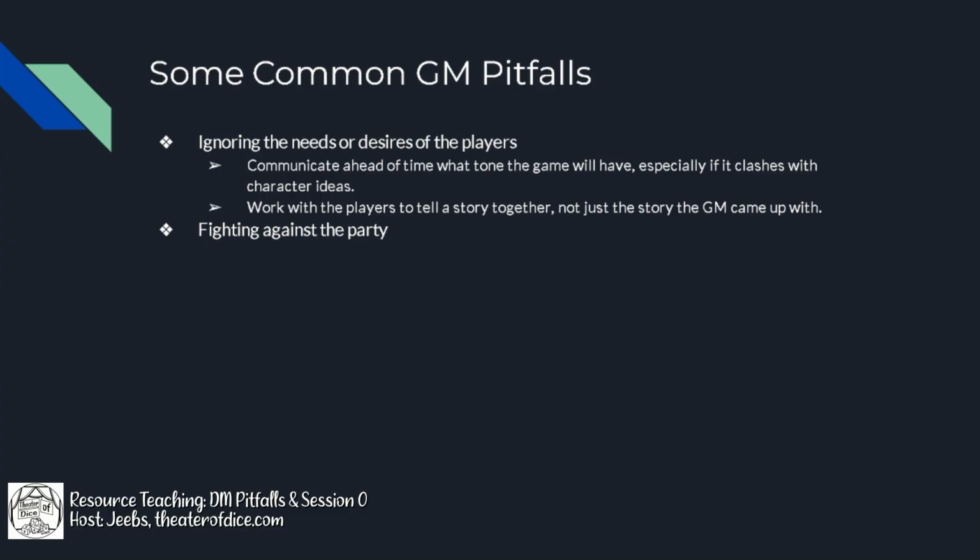So what are some common GM pitfalls? We talked about ignoring the needs or desires of the players. So, we need to communicate ahead of time what tone the game will have, especially if it clashes with character ideas. We need to work with the players to tell a story together, not just the story that the GM came up with. The next one, fighting against the party.